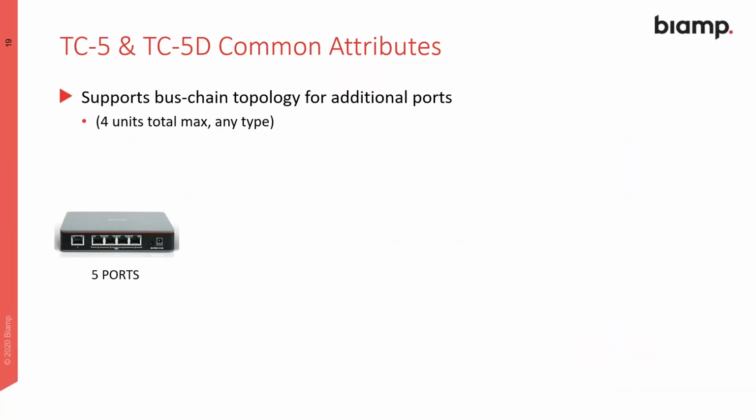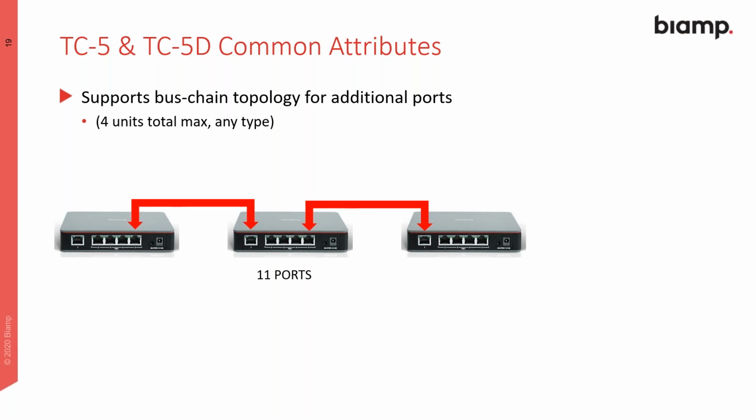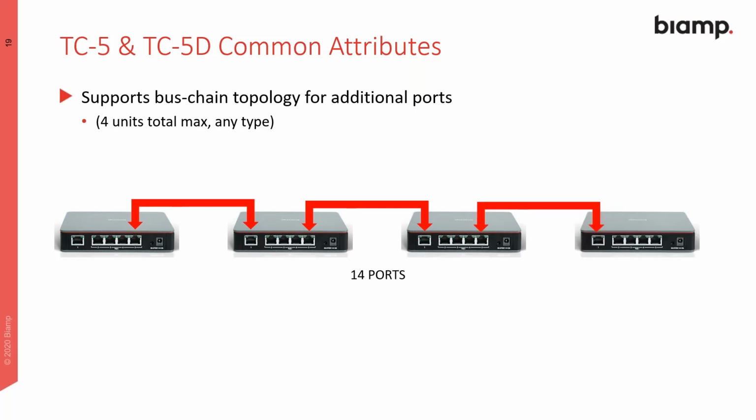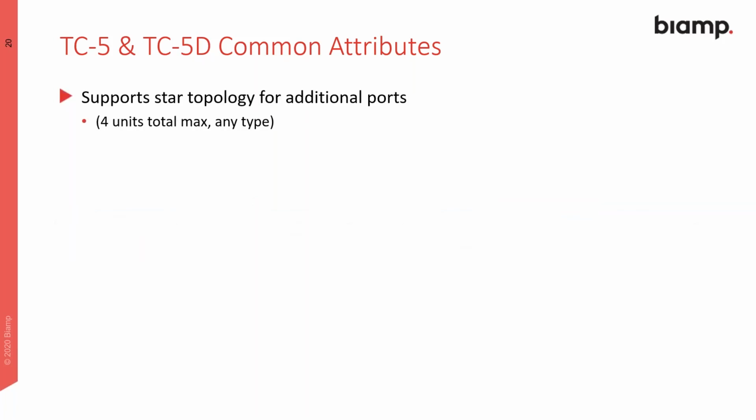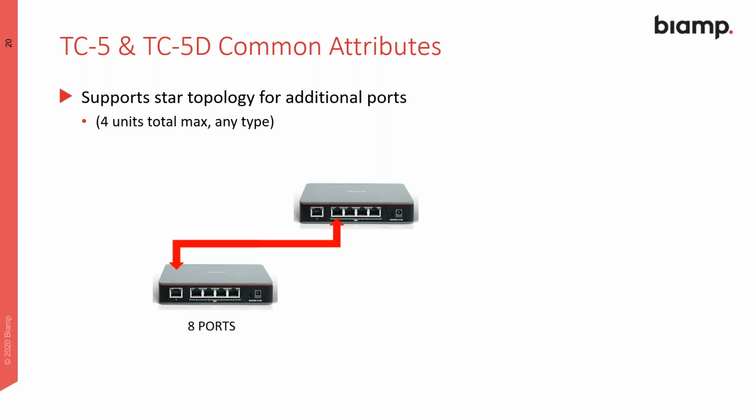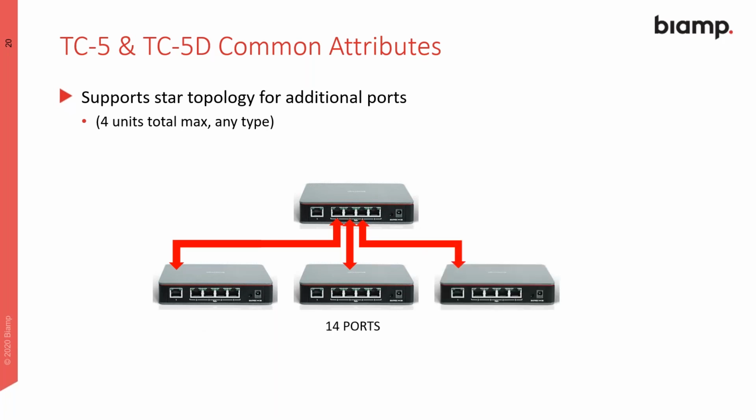Okay, and the TC5 and TC5D support what we call the bus chain, which is the correct term for daisy chaining multiple switches. The professional IT people will call it the bus chain. We can support up to 14 ports if you daisy chain or bus chain TC5s. It also supports star topology, and keep in mind that you can connect up to 4 units in total in that case. If you chain 2 TC5s, you will get 8 ports, while with 3 switches, you will get 11 ports. With 4 switches, you will have at least 14 ports.